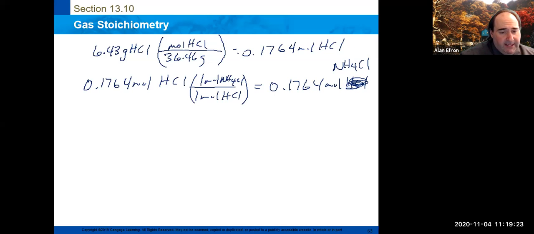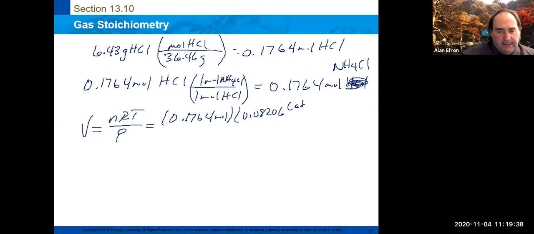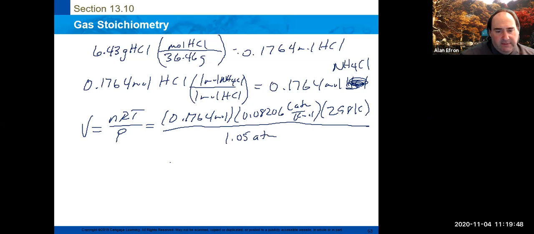At this point, we can go into our ideal gas law, solving for V like we did previously. The only main difference here will be our moles: 0.1764, 0.08206, our temperature, which was 298, and our pressure, still 1.05 atmospheres. And that will get us 4.11 liters.